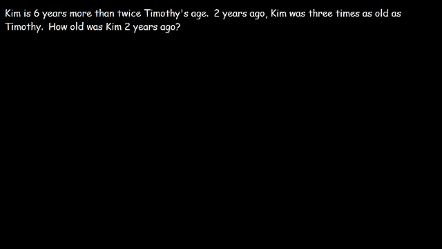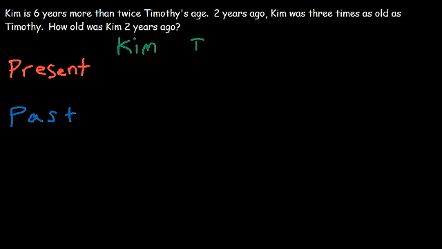Here's another one. You could pause the video and work on it if you want to. So, Kim is 6 years more than twice Timothy's age. 2 years ago, Kim was 3 times as old as Timothy. How old was Kim 2 years ago? So we have the present to deal with, and we also have the past instead of the future. And we have Kim and Timothy, which I'll just say Tim.